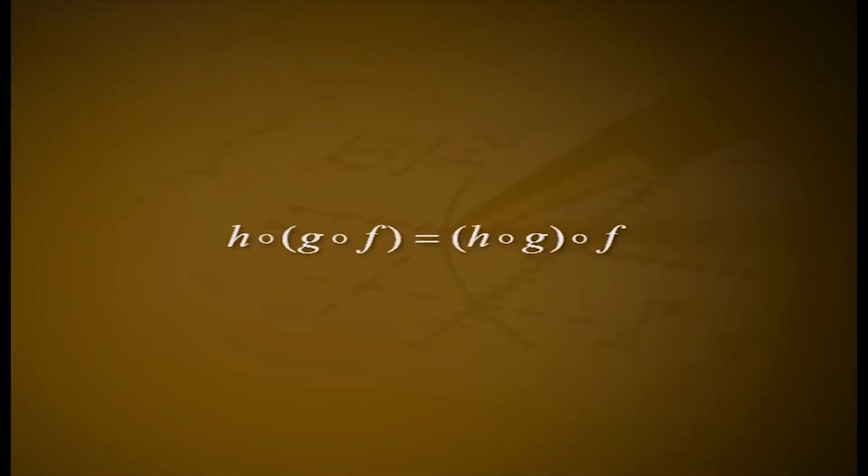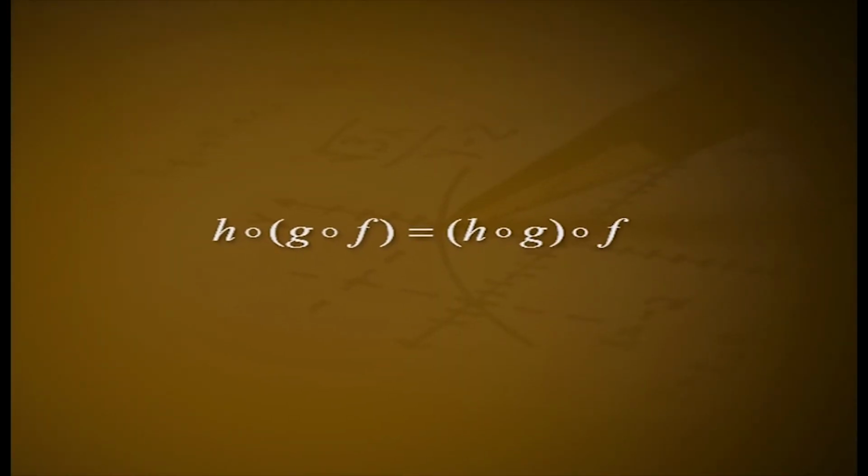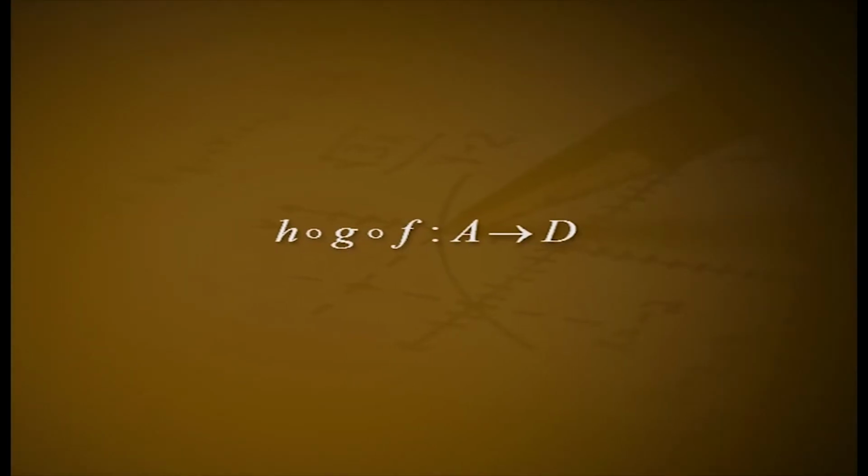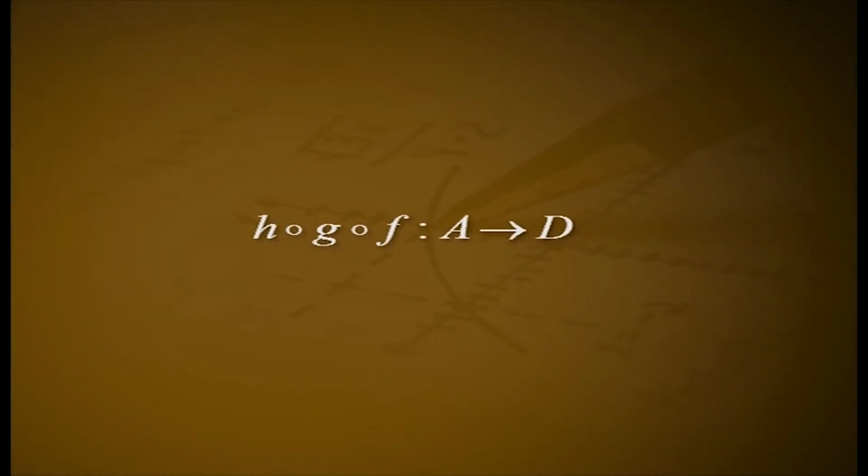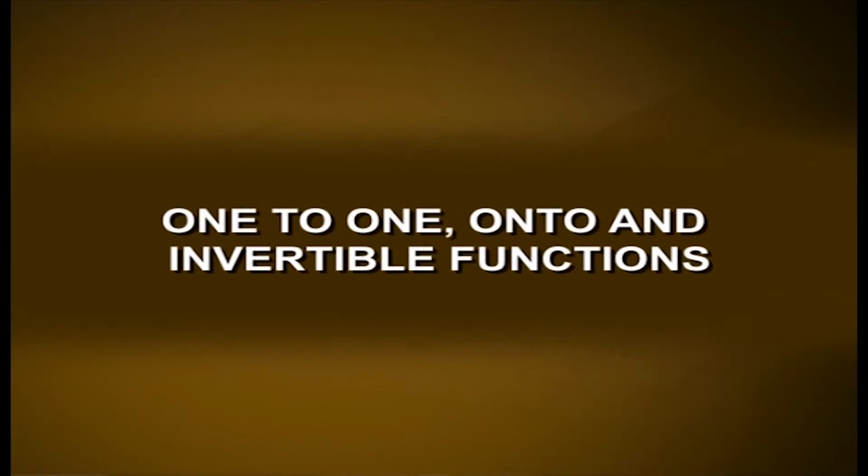Theorem 1. Let f from A to B, g from B to C and h from C to D. Then h∘(g∘f) is equal to (h∘g)∘f. The proof of the theorem is left to the assignments. Remark. In view of theorem 1, we can write h∘g∘f from A to D without any parenthesis.